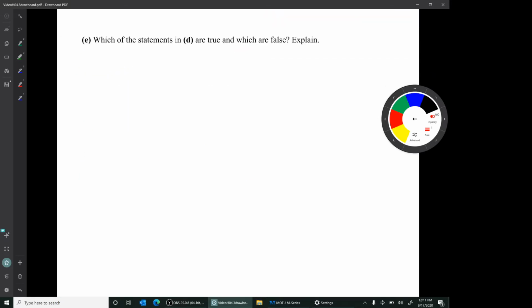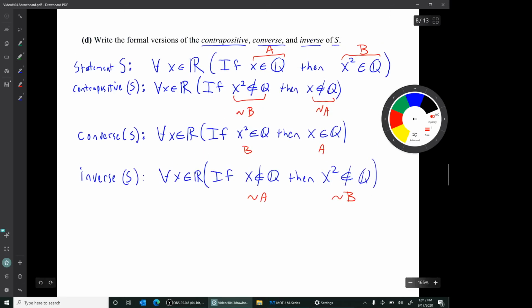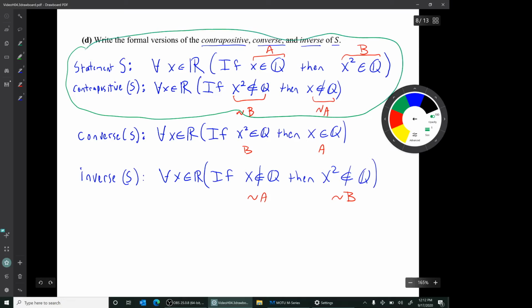Question E says, which of the statements in D are true and which are false? Let's go back up and look at these. We have the contrapositive of S, the converse of S, and the inverse of S. Well, remember that the contrapositive of S is logically equivalent to S. So these two statements mean the same thing. And we've proven that S is true. So the contrapositive of S is automatically true.